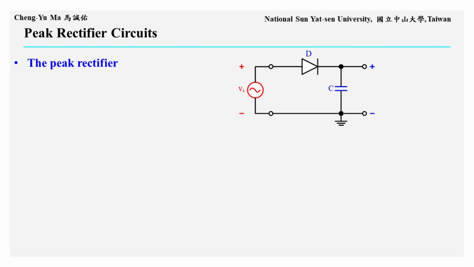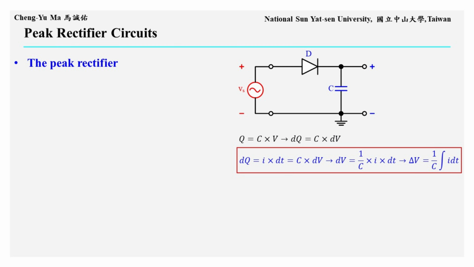We will now analyze the electrical operation of this peak rectifier. Let us begin with the current voltage relationship of a capacitor. A capacitor is a charge storage device. The stored charge Q equals the capacitance C multiplied by the voltage across the capacitor V. Therefore, when the stored charge changes, the capacitor voltage also changes. The charge change, delta Q, equals C multiplied by the voltage change, delta V.